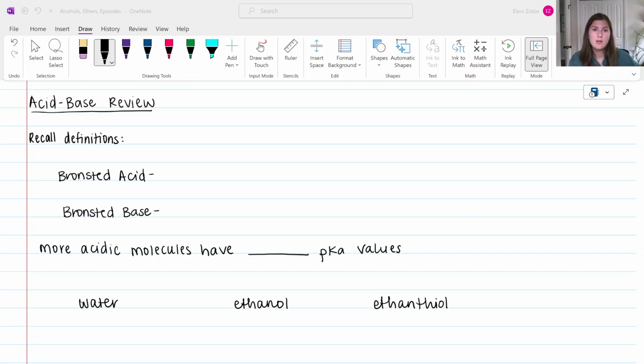Let's review some acid-base concepts. So there are a few different definitions of acids and bases. We'll mostly be focused on Bronsted acids and bases, but some Lewis acids, which we've already talked about in our course so far. Now remember that a Bronsted acid is a molecule that donates a proton.